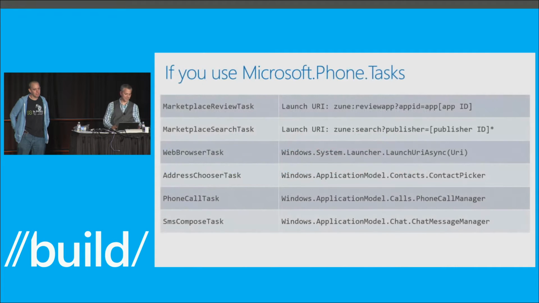All right, great. What if you happen to use tasks? Tasks are a common thing inside Windows Phone development. Tasks allow you to do all kinds of things and allow the operating system to do it for you. A common one might be the interaction with the marketplace, like review. Beforehand, you could call the marketplace review task, but now we don't have that. So instead, we're going to use a URI to launch that.